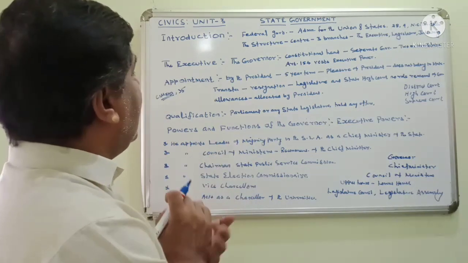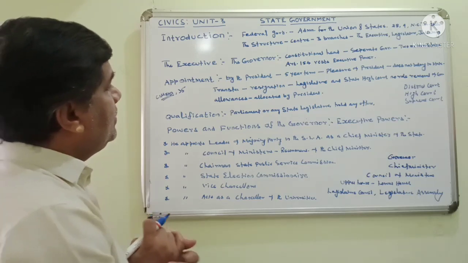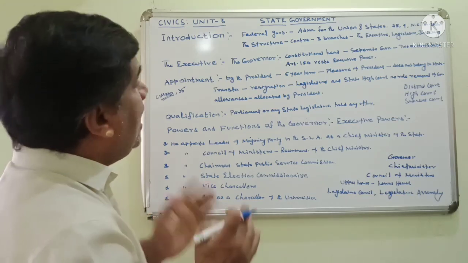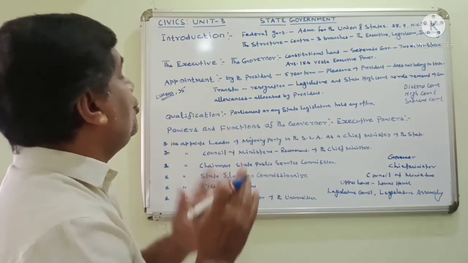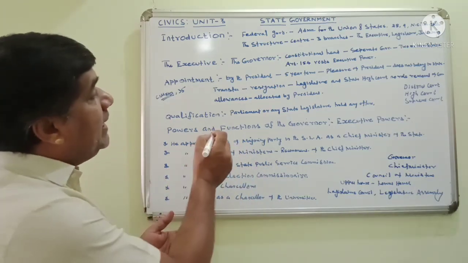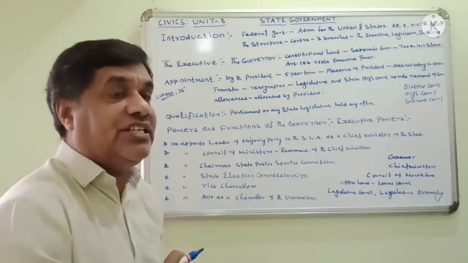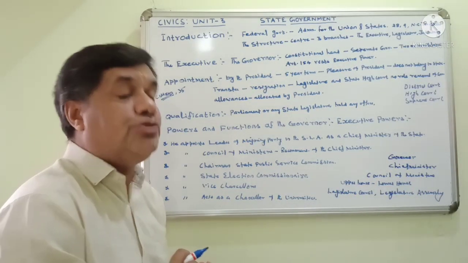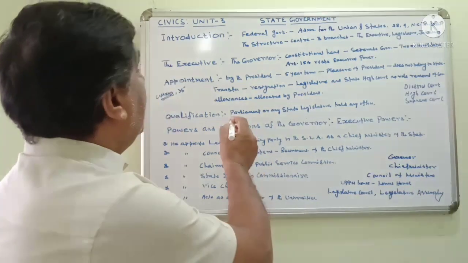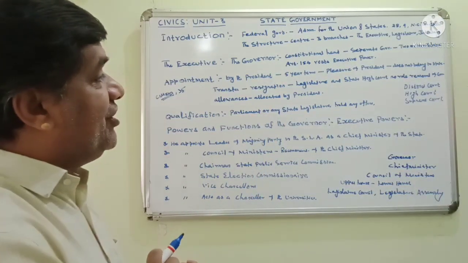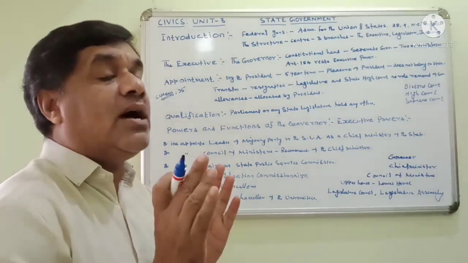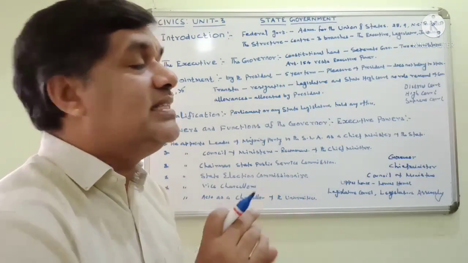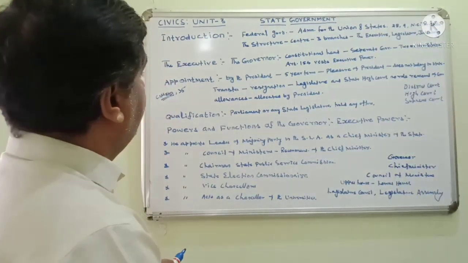The governor should not be a member of the parliament or any state legislature. He should not hold any office of the central government or state government. Noted.